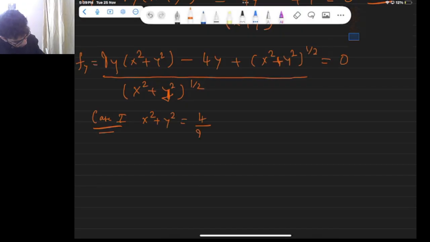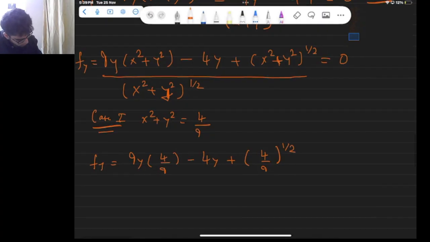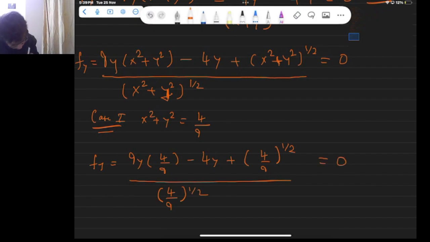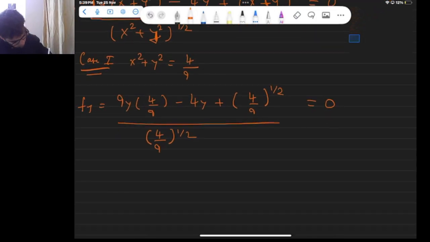Now let's put x square plus y square in this expression: 9y times 4 by 9 minus 4y plus 4 by 9 to the power 1 by 2. Dividing this whole expression by 4 by 9 to the power 1 by 2, and this should be equal to 0, right? So this 9 and this 9 go away, and I'll be left with 4y minus 4y plus, now the root of 4 by 9 is 2 by 3. So 2 by 3.